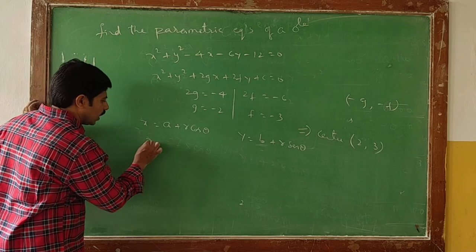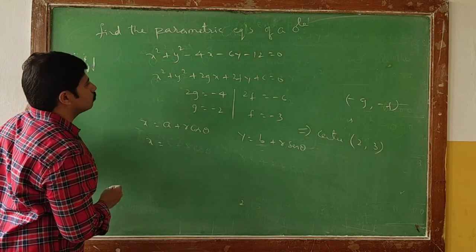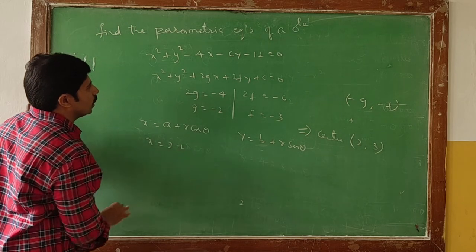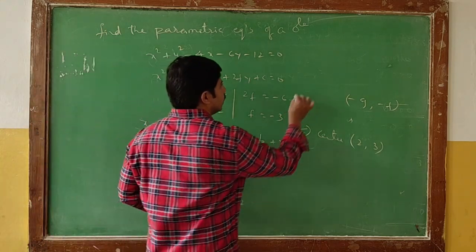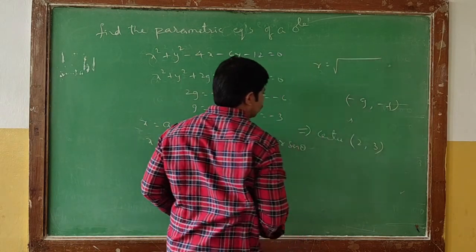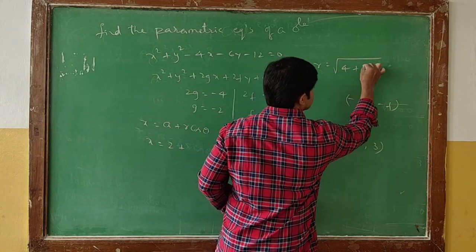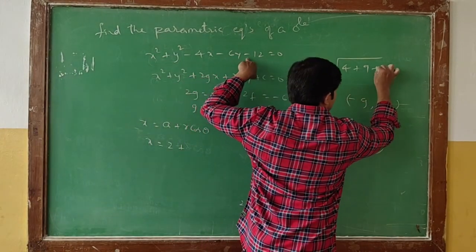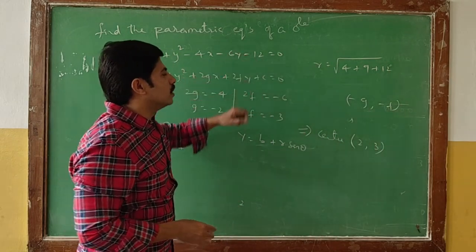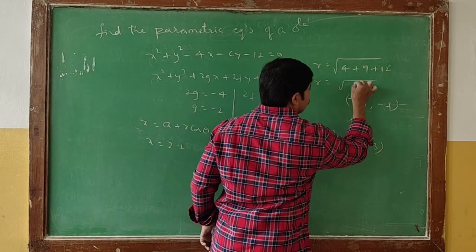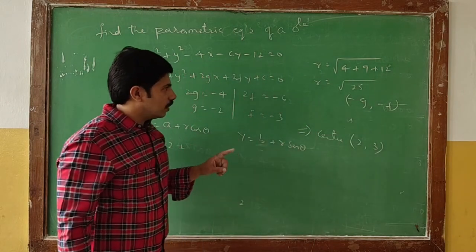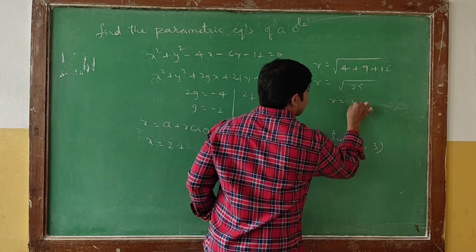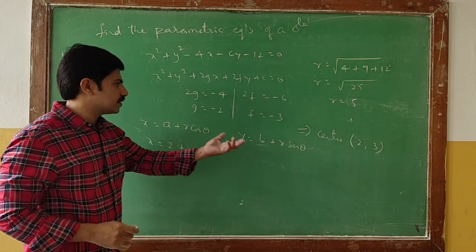Substitute in this. So x is equal to a value. A is nothing but center 2 plus radius. So what is radius? Radius is equal to under root of g square plus f square minus c. Minus c means from the equation it is minus 12, so it will be plus 12. So r is equal to under root of 25. So r value is under root of 25 is 5. So we have center and radius.